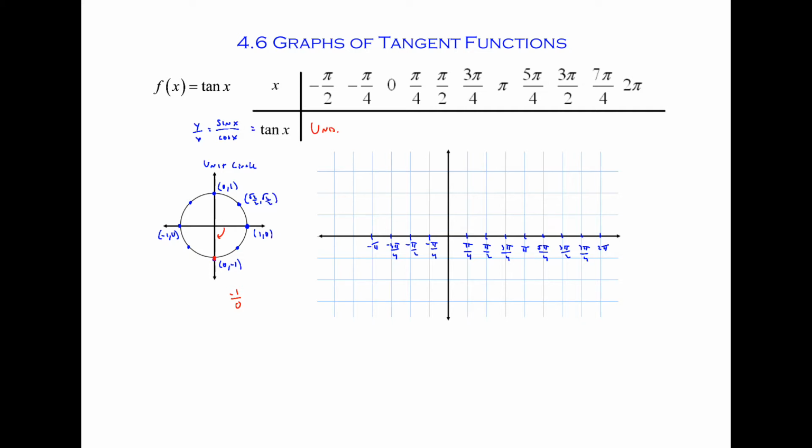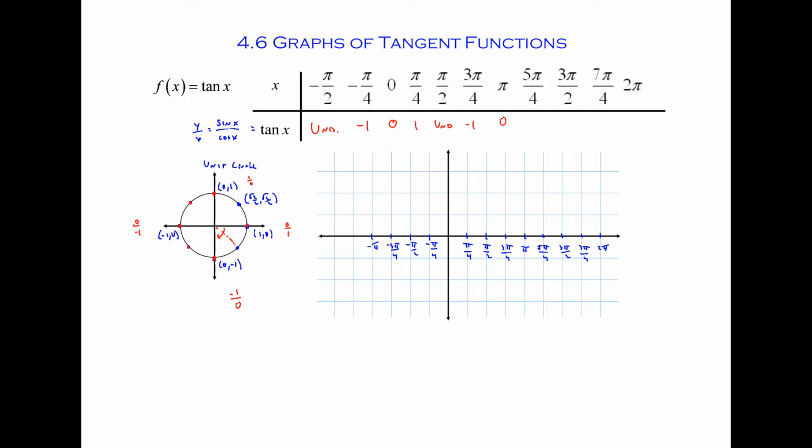At negative pi over 4, that's right here, so that's your 45. That would be negative 1. And then at 0, you have 0 divided by 1 is 0. Pi over 4 would be 1. Pi over 2 would be 1 divided by 0, so once again we are undefined. 3 pi over 4 in quadrant 2 would be negative 1. Pi would be 0 divided by negative 1, which would be 0.